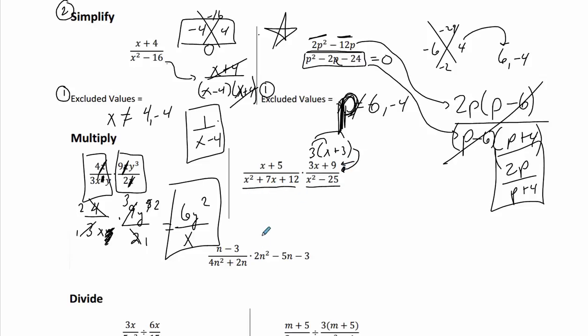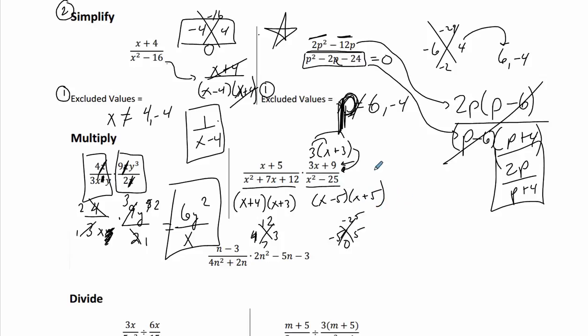x squared plus 7x plus 12. That gives me 12 and 7. This gives me 4 and 3, right? So this is x plus 4, x plus 3, right there. We got x squared minus 25. Again, I can do a box for that. So I got negative 25, 0, negative 5, and 5. So I got x minus 5, x plus 5.